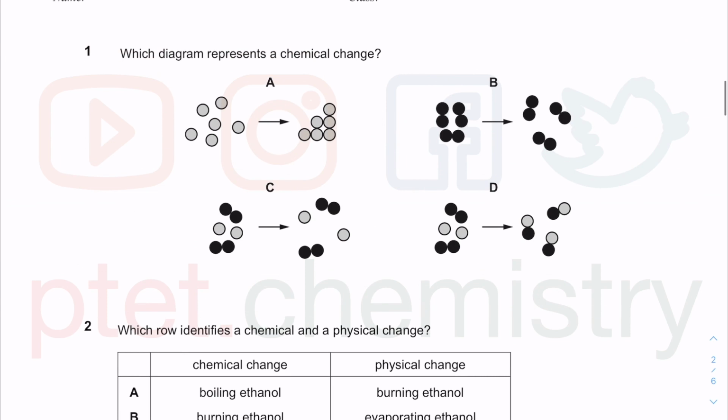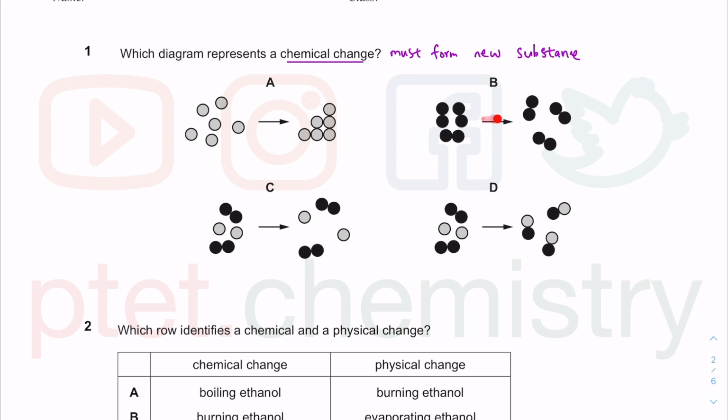Now just to go through a couple of questions, just to reinforce the idea, which one represents a chemical change? Remember that chemical change is not a physical change. You must form new substances. So there's a change in chemical identity.